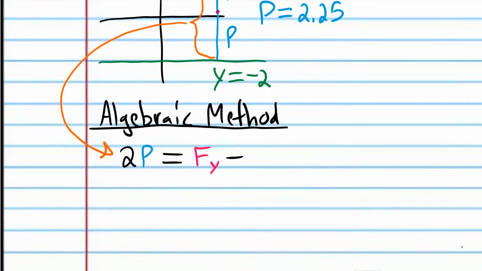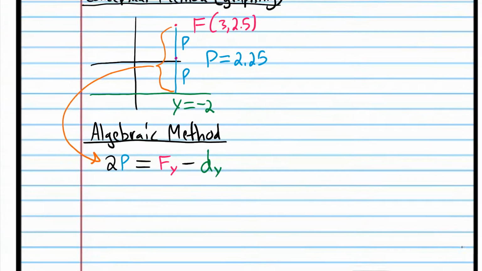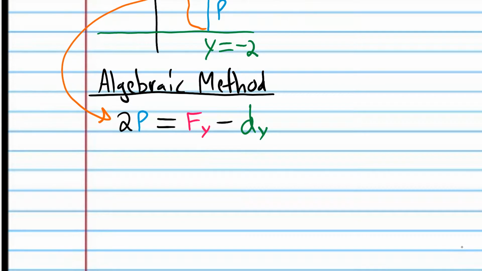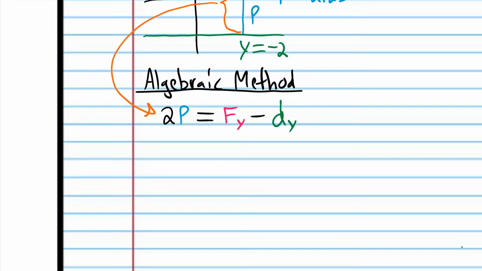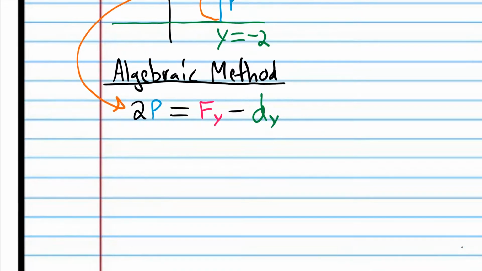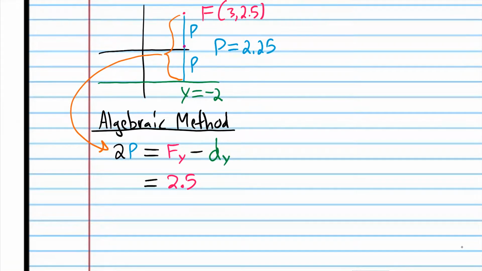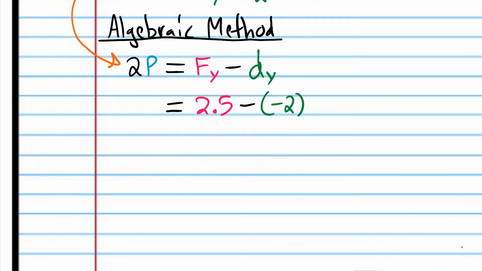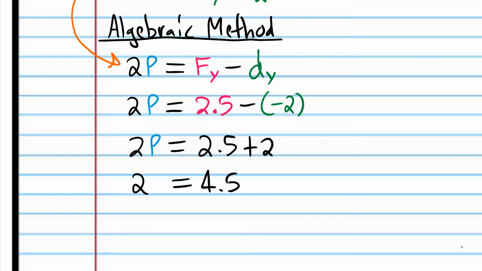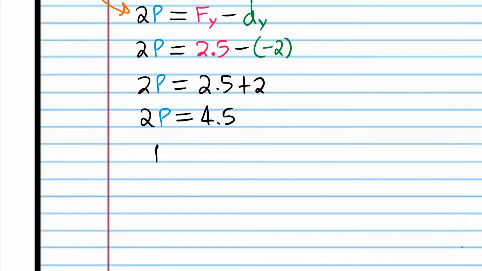minus any y value of the directrix. I have to use all this crazy notation because it's kind of hard to show all this. We don't know p yet, but we know the y value of the focus is 2.5, so I'm going to write that in, and we know of course that all the y values on the directrix are -2, so we have minus -2, and so 2p is equal to 2.5 plus 2, which is equal to 4.5. But that's not p, that's double p, so we have to divide both sides by 2, and we get p is equal to 2.25.